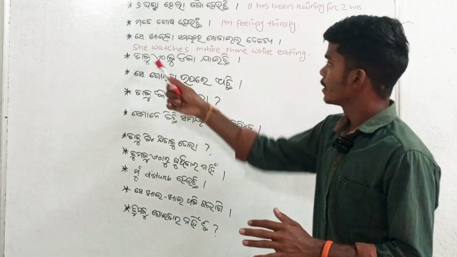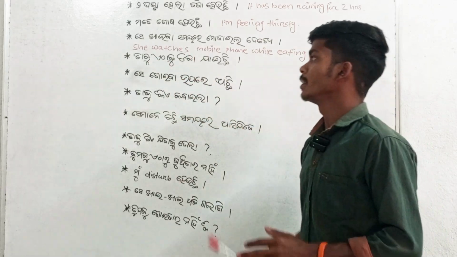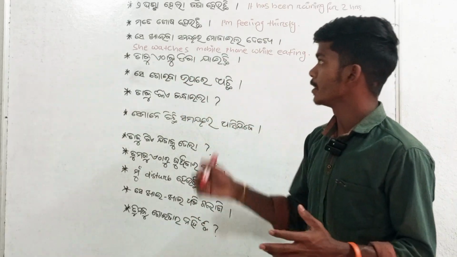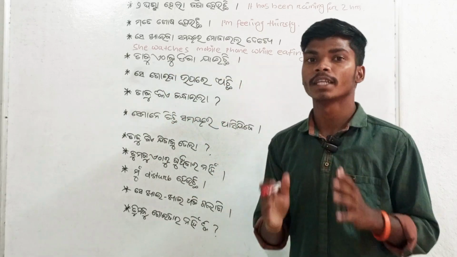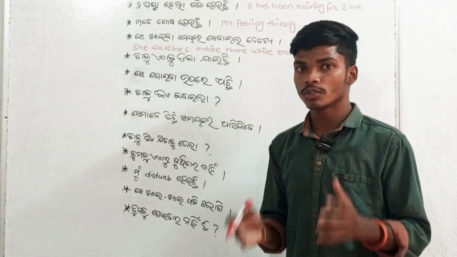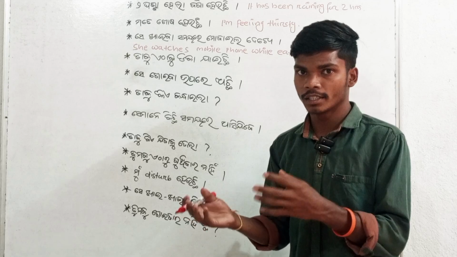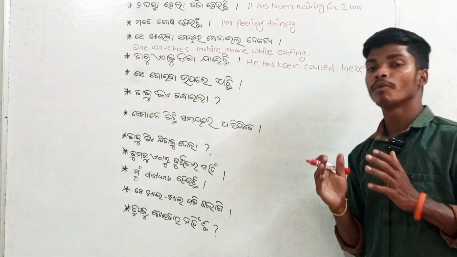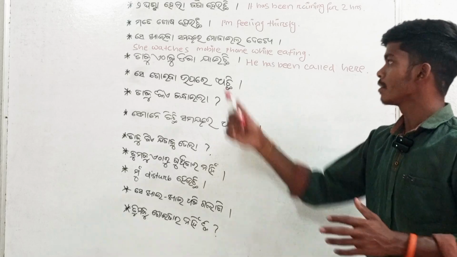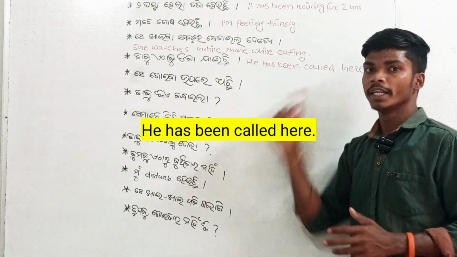Fourth sentence is "He has been called here". If you don't know, then let me tell you, this is a passive sentence: an action done by someone. So this sentence is made in present perfect tense in passive voice: He has been called here.